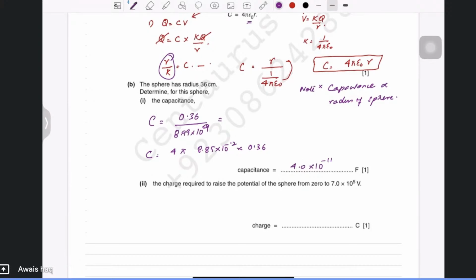Then it says the charge required to raise the potential from 0 to this. Alright, so we got to find the charge required to raise the potential. That's pretty simple. Q is equal to CV. We have the capacitance, right? And we got to find the potential. So 4.0 times 10 raised to minus 11 times 7.0 times 10 raised to 5. What do you get? This part of this chapter is so easy. You can always do it whenever you want to. Okay, yes, please go on. 2.8 times 10 raised to negative 5 coulombs, that would be the charge.